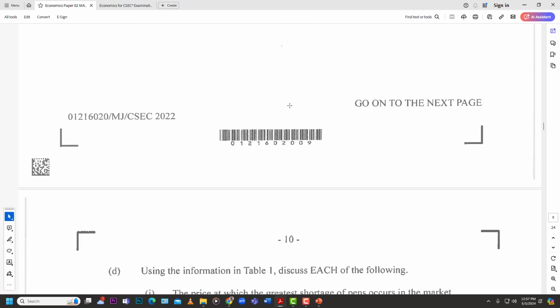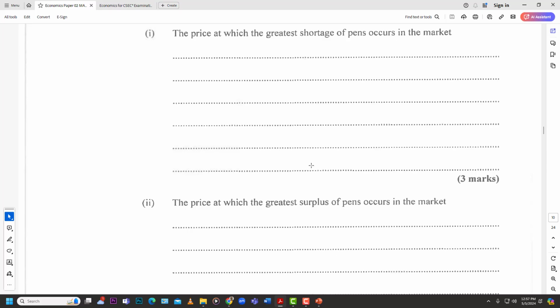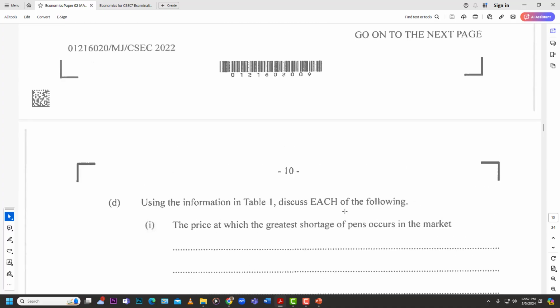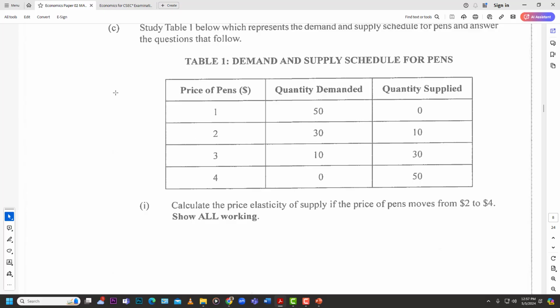Next question. Using the information in table 1, discuss each of the following: the price at which the greatest shortage of pens occurs, and the price at which the greatest surplus of pens occurs in the market. Okay, so let's see here, based on the information in the table. If you're looking at supply and demand, we can very well see that there's no point where we have equilibrium, right? There's no equilibrium price in this one, because there's no point where supply and demand are equal.